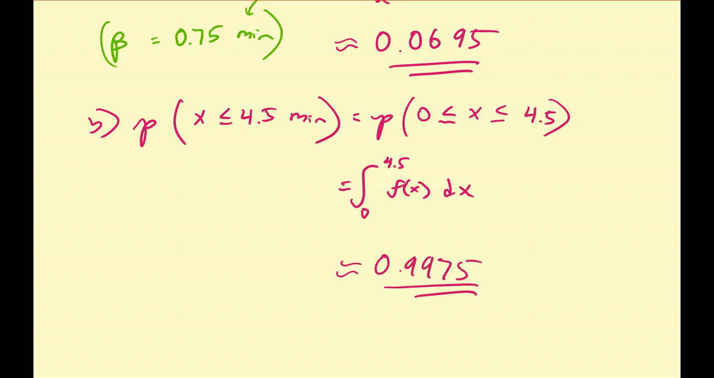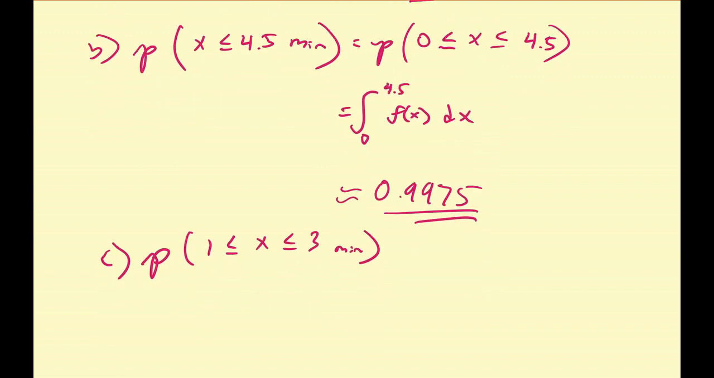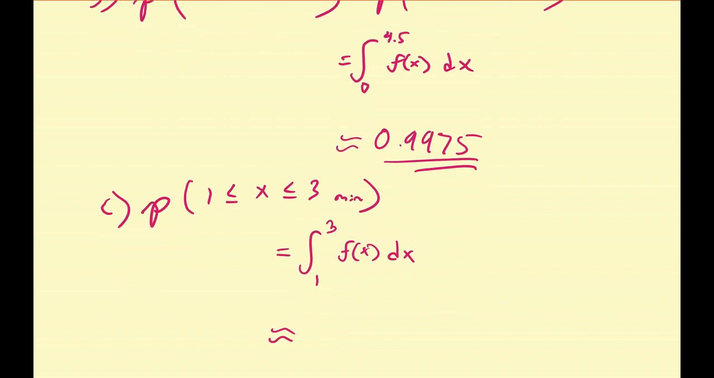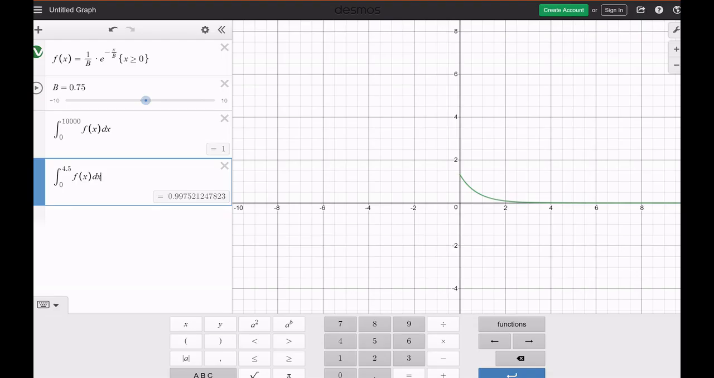So the probability that somebody watches a video within, say, 5 minutes is almost guaranteed to always be true. So that's good. And let's assume that we're interested in the probability that somebody watches the video between 1 and 3 minutes. So this is going to be easily written in integral notation as the integral from 1 to 3 of our probability density function with respect to x. And we can use Desmos to calculate that.